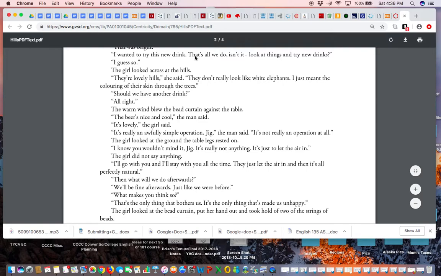The beer is nice and cool, the man said. It's lovely, said the girl. It's really an awfully simple operation, Jig, the man said. It's not really an operation at all.